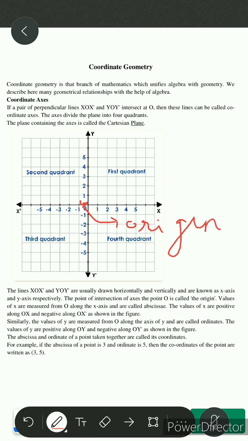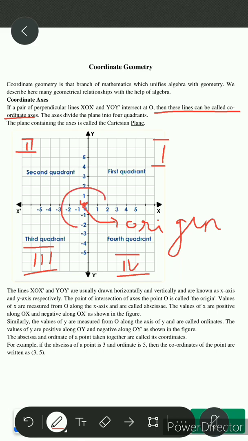These two lines are called coordinate axes. The axes divide the plane into four quadrants: first quadrant, second quadrant, third quadrant, and fourth quadrant. We always move in anti-clockwise direction. The plane containing these axes is called the Cartesian plane.